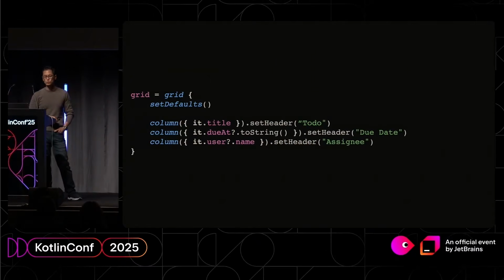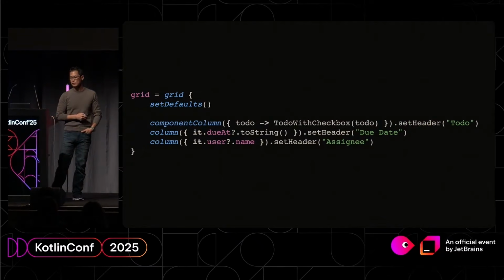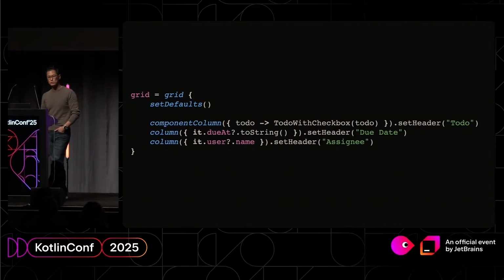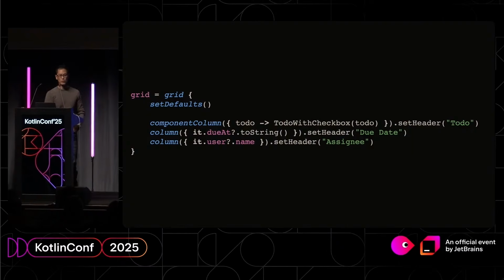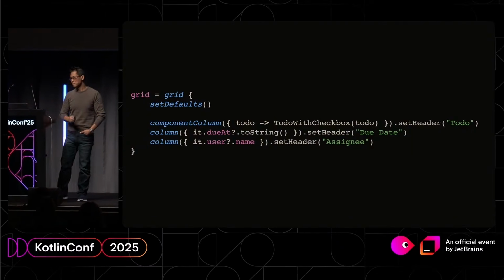So now we need to use that. Previously, we had this column that was just the title, just a string. We need to make a slight change to that, where we now add a component column, and we're going to pass in the to-do to the to-do with checkbox component, and then it's going to render itself. So that's how we get the checkbox and the description on there.